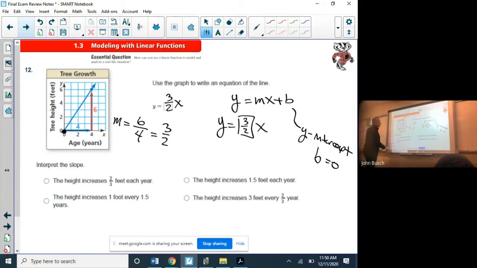Now interpret the slope. Remember, it says for each additional year, the height of the tree is going to go up 1.5 feet. The height increases 1.5 feet each year. So that's exactly that one. All right.